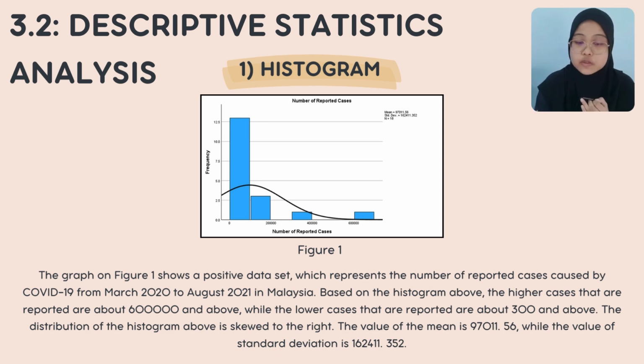The graph in figure 1 shows a positive data set, which represents the number of reported cases caused by COVID-19 from March 2020 to August 2021 in Malaysia. Based on the histogram above, the highest cases reported are about 600,000 and above, while the lowest cases reported are about 300 and above. The distribution of the histogram is skewed to the right. The value of the mean is 97,011.56, while the value of standard deviation is 162,411.352.